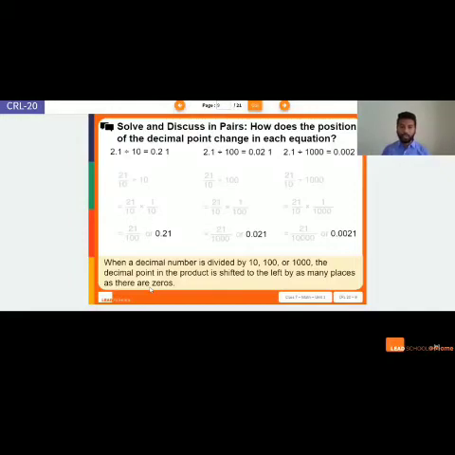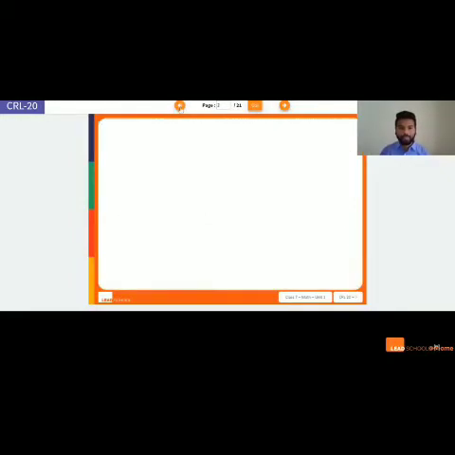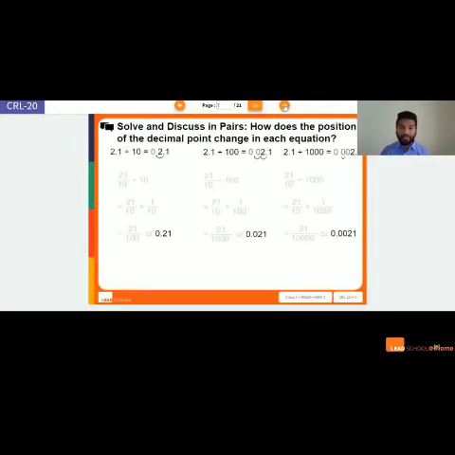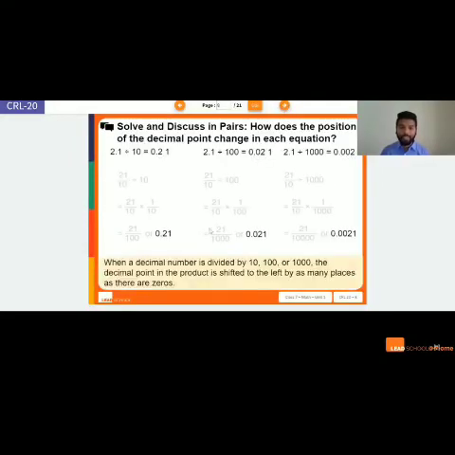Let us just take one quick moment to recollect what we learned in multiplication. Correct? When a decimal number is multiplied by 10, 100 or 1000, the decimal point in the product is shifted to the right by as many places as there are zeros. Alright? And the exact opposite is happening with my division. My decimal point is shifted to the left by as many number of zeros.